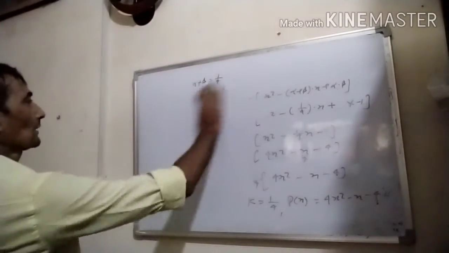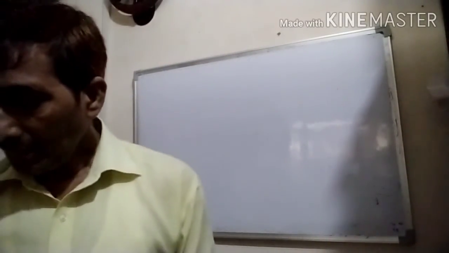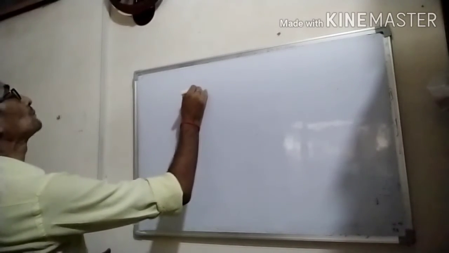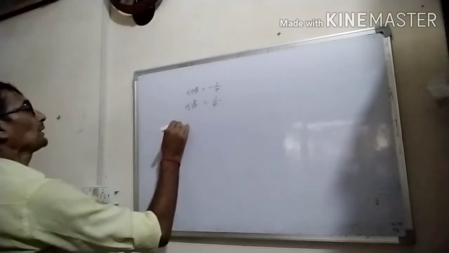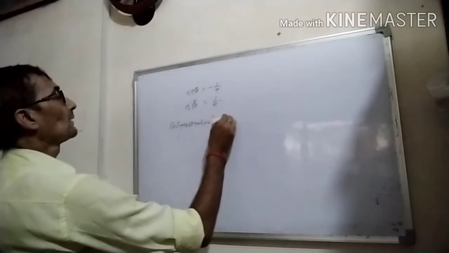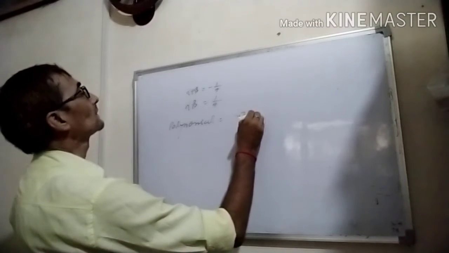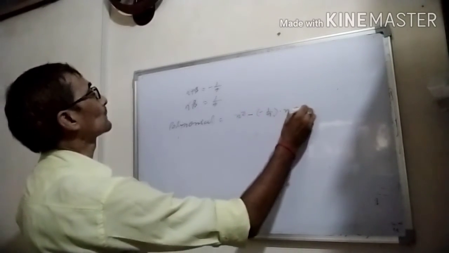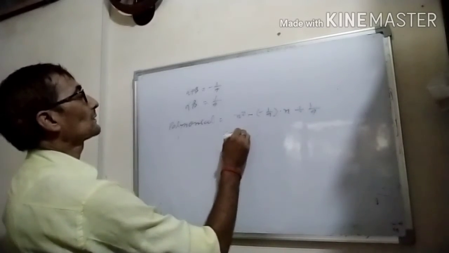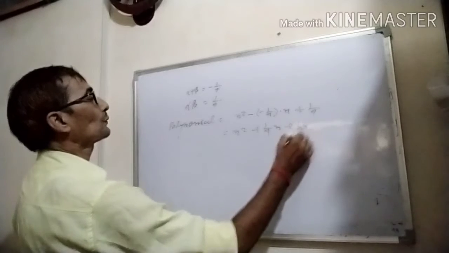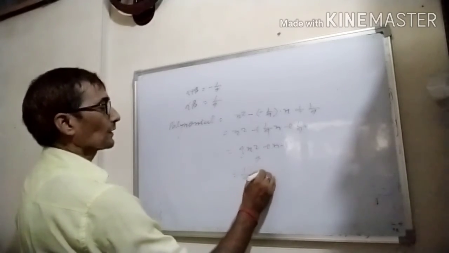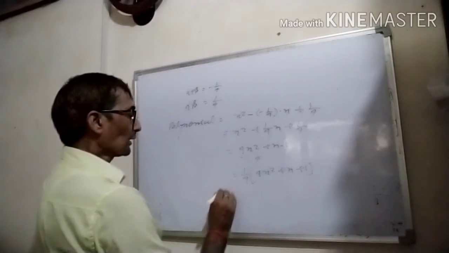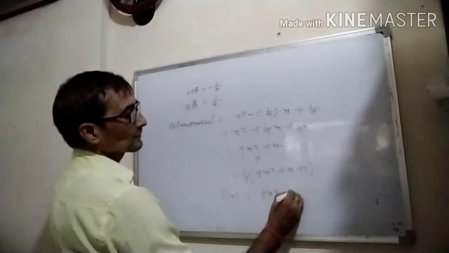Now the fifth question: alpha + beta = −1/4 and alpha × beta = 1/4. Therefore the polynomial is x² − (alpha + beta)x + alpha·beta, so x² + (1/4)x + 1/4. Taking 1/4 common, 4x² + x + 1. Now the polynomial is 4x² + x + 1.